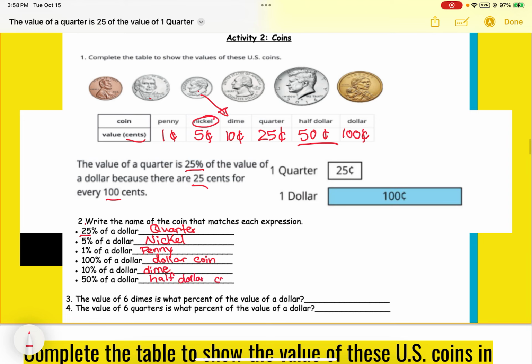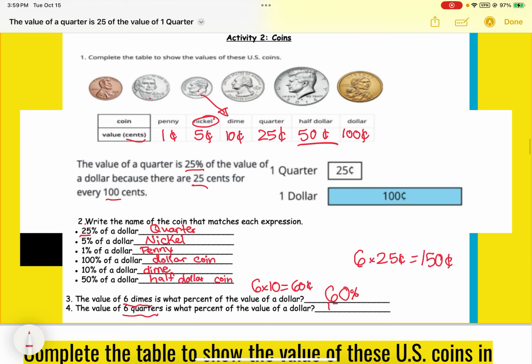Question 3, the value of 6 dimes is what percent of the value of a dollar? So try to do this part on your own. If you have 6 dimes, what percent is this? I know each dime is 10 cents. So we're just doing 6 times 10, which is 60 cents. And 60 cents is 60% of a dollar. Question 4, the value of 6 quarters is what percent of the value of a dollar? Each quarter is 25 cents. So I'm going to do 6 times 25 cents, which would give me 25, 50, 75, 100, 125, 150. That would be 150 cents, which is 150% of a dollar.